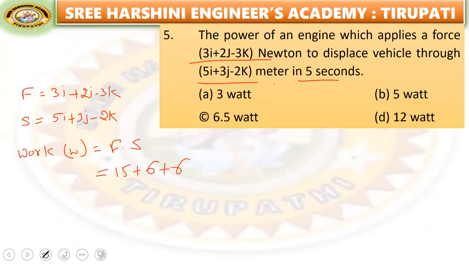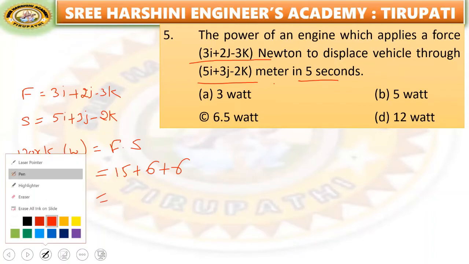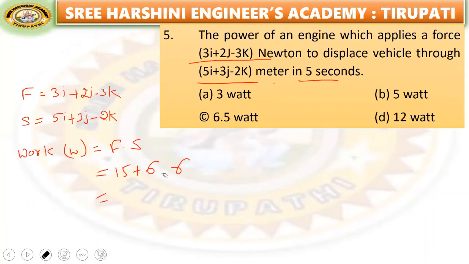Then minus into minus is plus. Here it should be plus 3k in the problem. Change this one, then only we get 15 here. So work is 15 joules. Now we have to calculate the power.